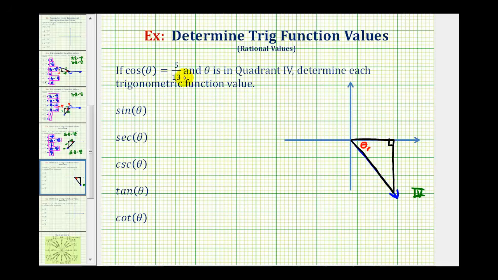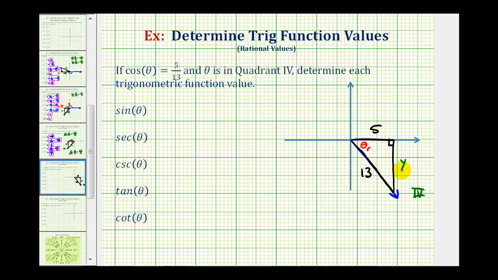So if cosine theta is equal to 5/13, that means the ratio of the adjacent side to the hypotenuse must be 5/13. So we can label this leg of the reference triangle 5 and the hypotenuse 13. An important thing to remember about reference triangles is that the legs can be positive or negative, but the hypotenuse is always positive. So now when we go to find the length of this leg here, which we'll label y, since we're in the fourth quadrant where x is positive and y is negative, we'll label this leg as a negative.